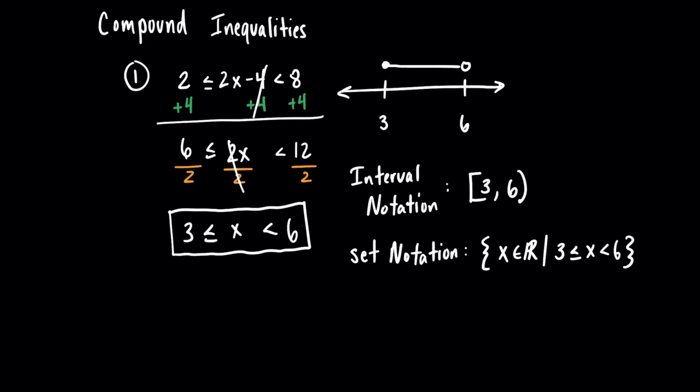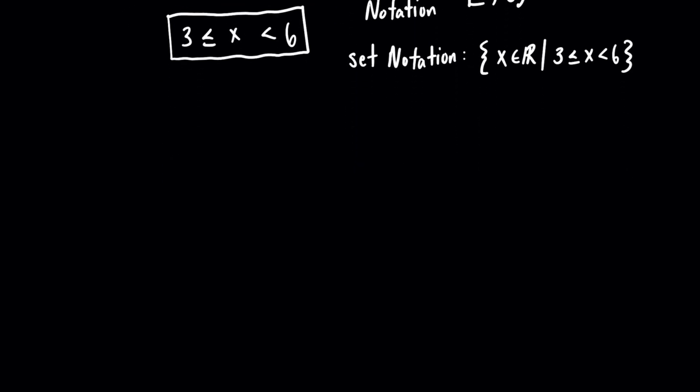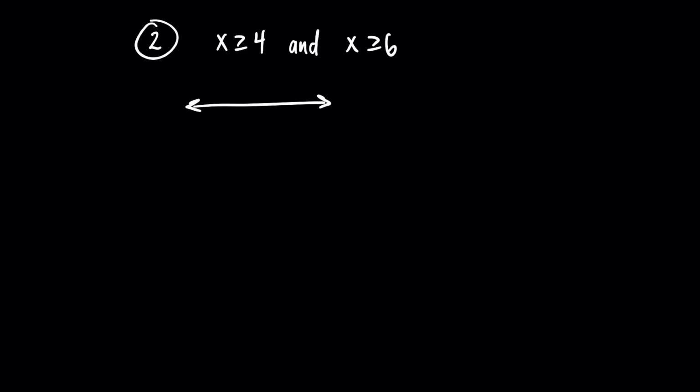But wait, there's more. I want to show you another example here. On this one, we're just going to do it relatively simple. I'm just going to write x is greater than or equal to 4 and x is greater than or equal to 6. So now they're basically already solved. We don't really need to solve them. But now the question is, if we graph this, what would the solution set look like?